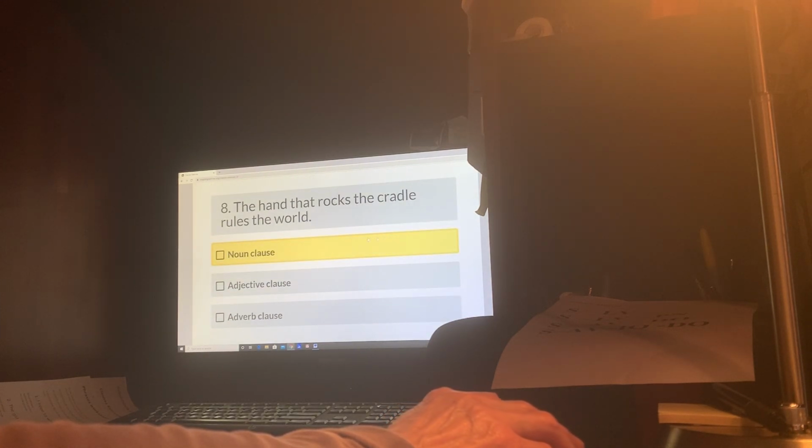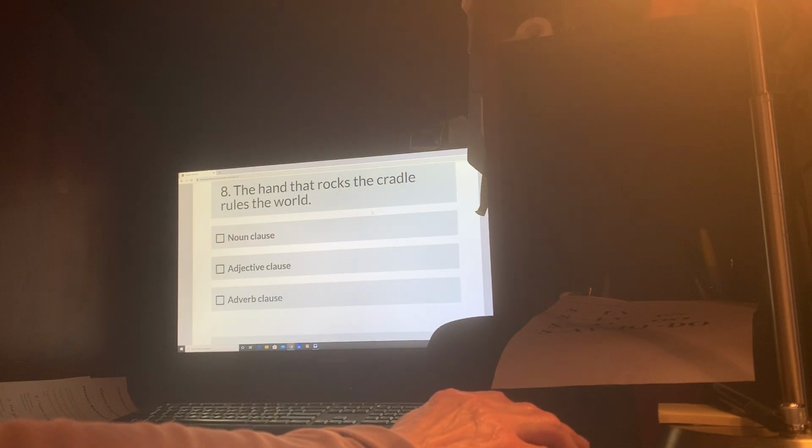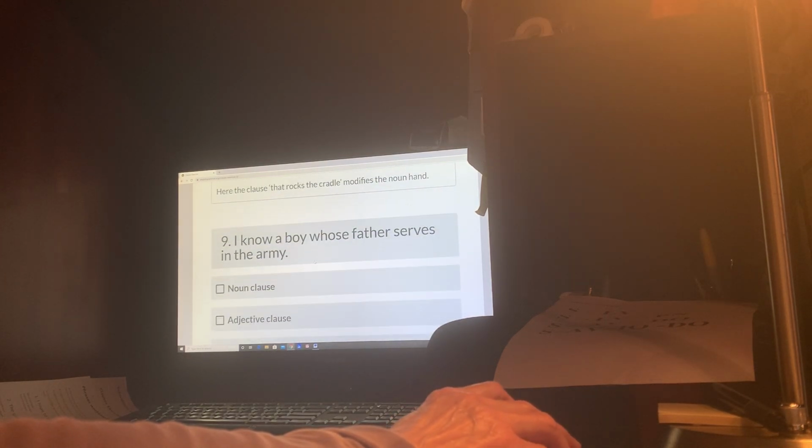Incorrect. Number 8. The hand that rocks the cradle rules the world. We saw this in the other one. Let's make sure we get it right. Which hand? The hand that rocks the cradle. So we know it's adjective when it asks which one.